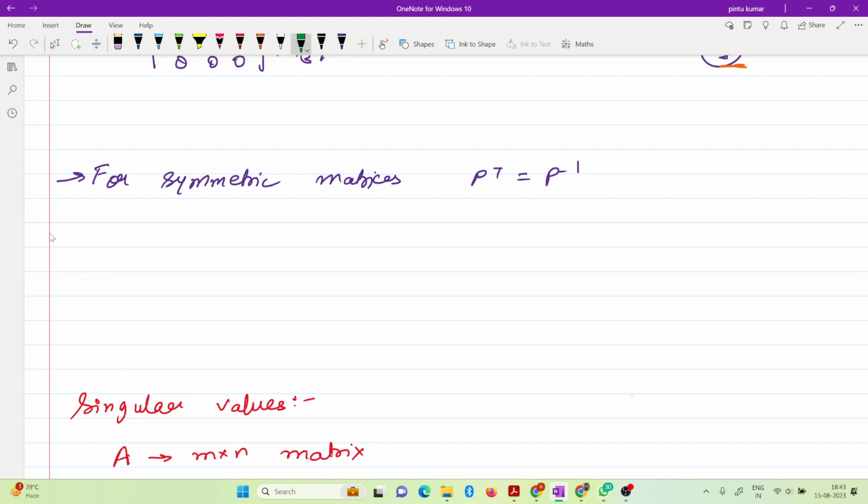Okay, so till now, whatever we did, this eigen decomposition was possible only for symmetric matrices. We can't even think of finding eigenvalues and eigenvectors for non-symmetric matrices. But if you look at real world data, what form does data exist in?